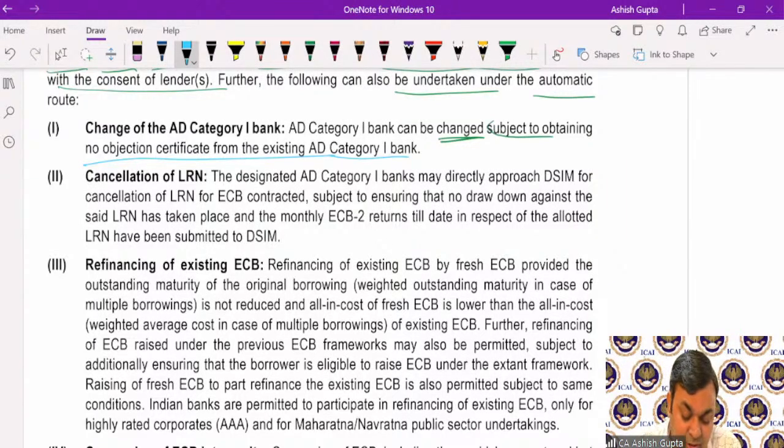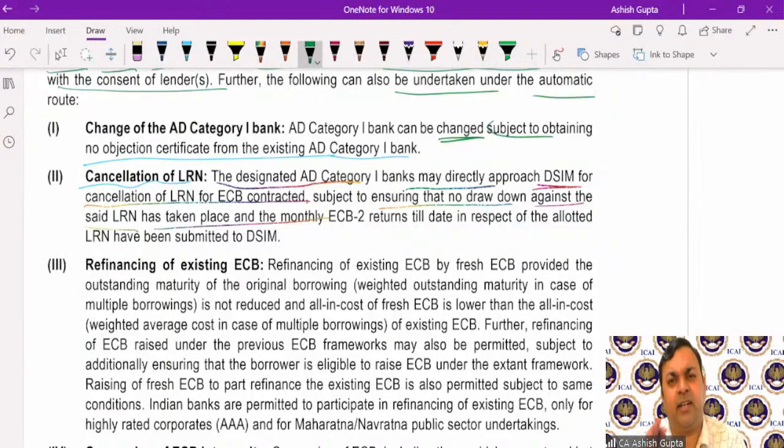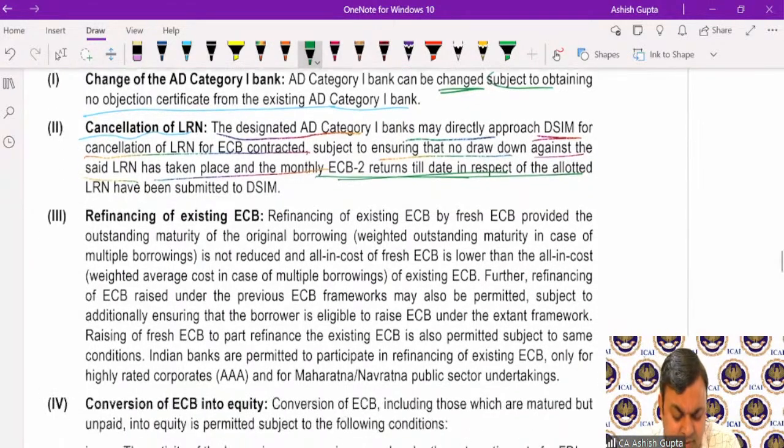Then accordingly you need to cancel the LRN number. The designated AD category 1 bank may directly approach DSIM for cancellation of LRN for an ECB contracted, subject to ensuring that no drawdown against the said LRN has taken place and the monthly return has been filed till date.